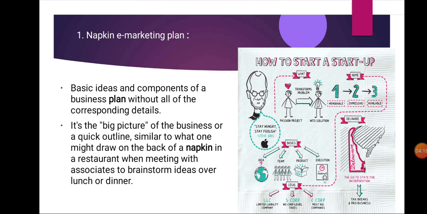As I explained, when you're sitting with someone or you have a pad, or in a restaurant or a hotel, you discuss this over coffee, lunch, or dinner. Looking at the picture, you can say how to start a startup. That is basically the idea. We are discussing with friends in a restaurant or a coffee shop, and we say, yeah, this is how we can go. That is called a napkin plan.